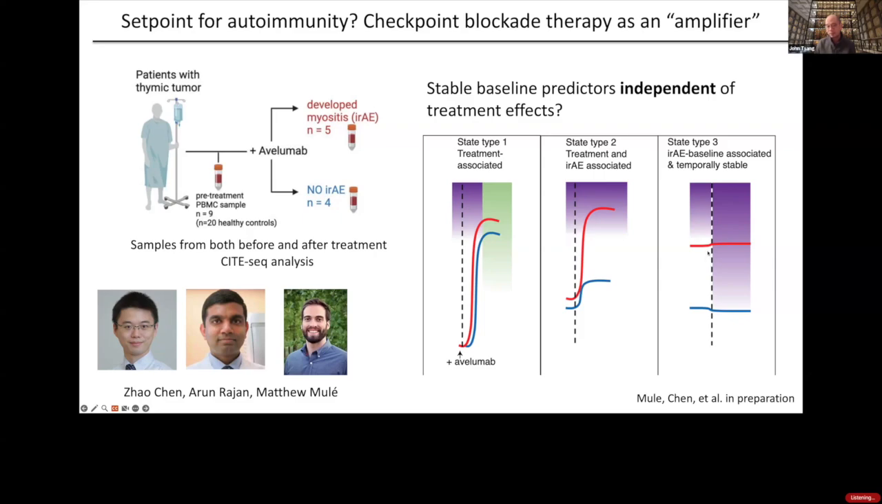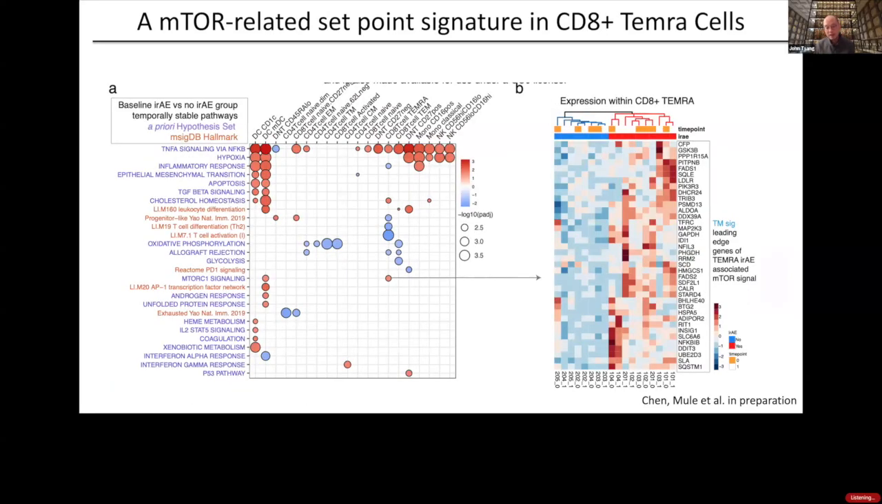So back to the set point concept, right? The patients are already different to begin with at the baseline, so the therapy doesn't actually change their states. And these could actually represent meaningful and maybe targetable signals to mitigate this kind of IRAE response. So that's what we looked at, and we found that yes, indeed, there are actually multiple signals in different cells.